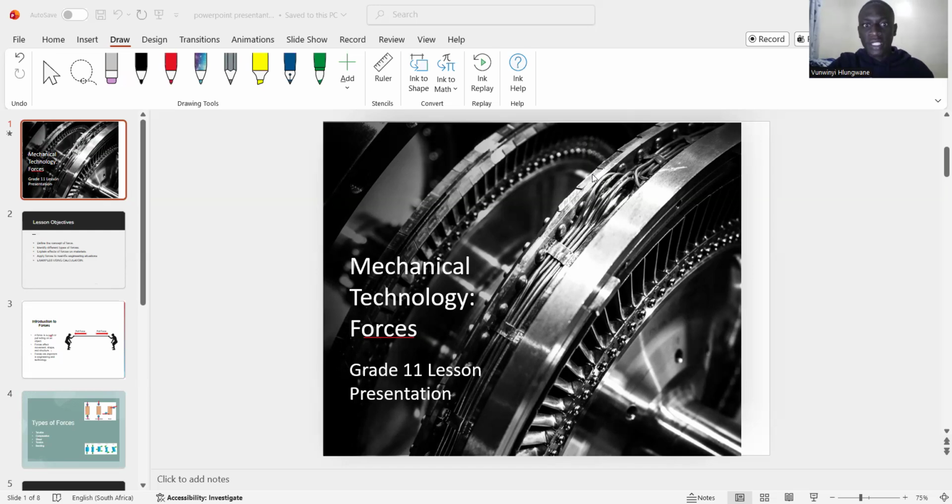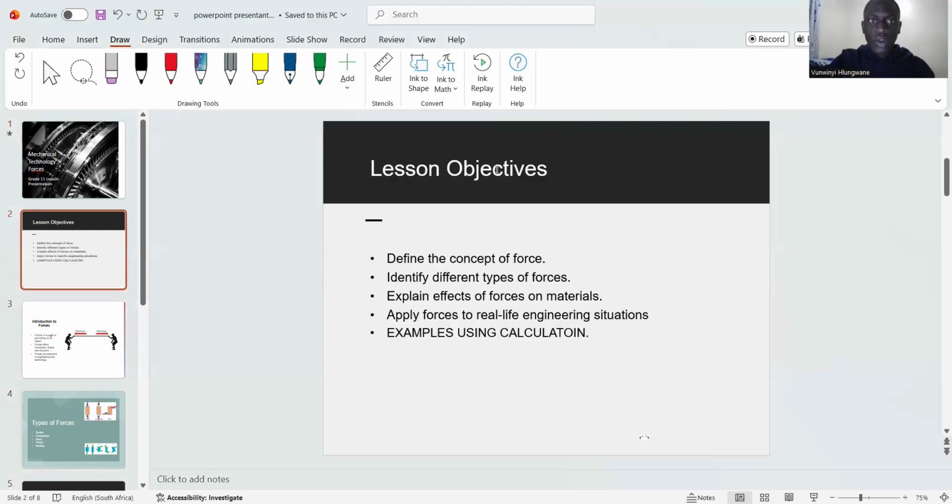Today I'll be presenting my lesson on mechanical technology, grade 11, under the topic of force. On our lesson objectives, today we are going to define the concept of force. We are going to identify different types of forces. We are going to explain the effect of forces on materials. We are going to apply it to real-life engineering situations. We are going to use examples to explain forces.